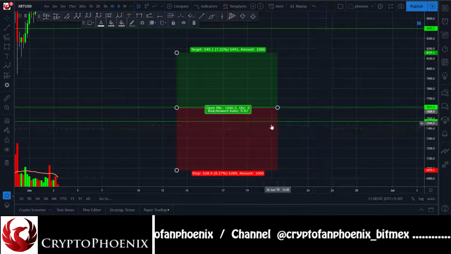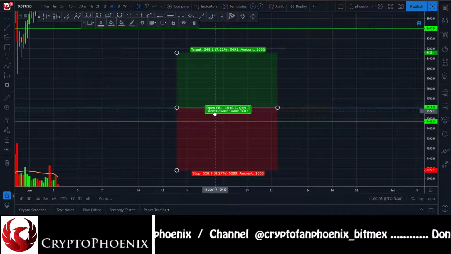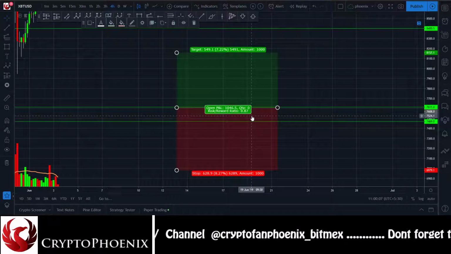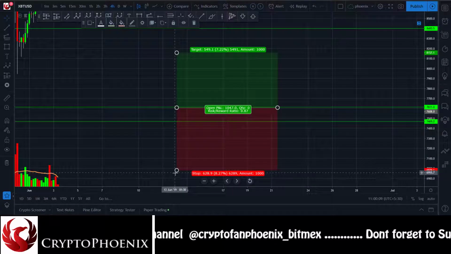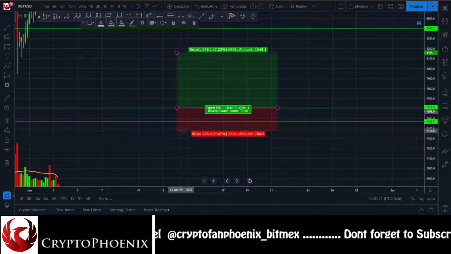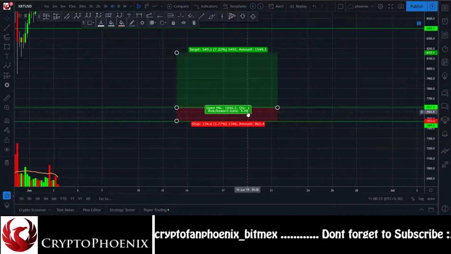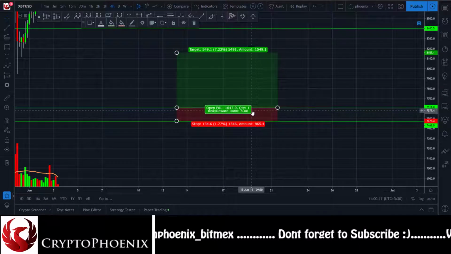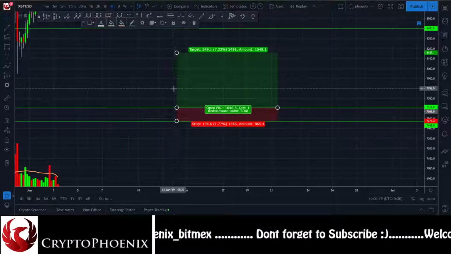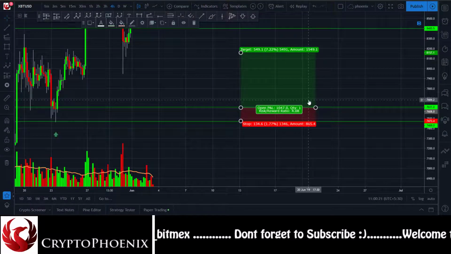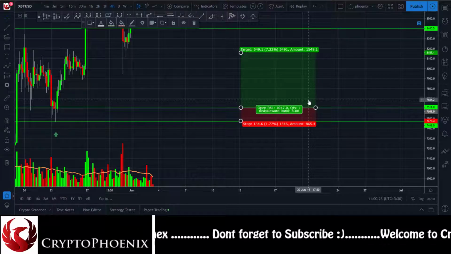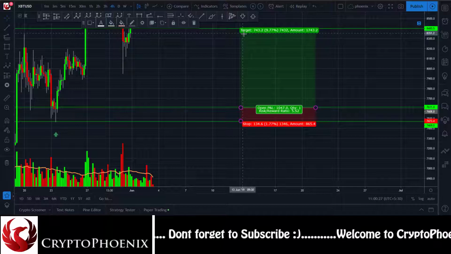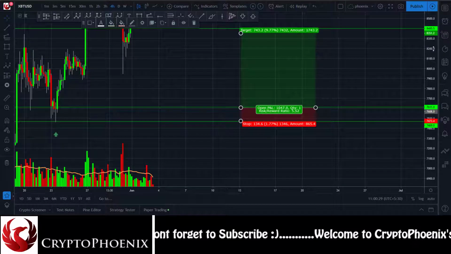And there is something called the risk to reward ratio. This shows how much risk there is to enter this trade versus how much reward you can get. So if this number is greater than or equal to 1, it's actually a good trading setup. And if less than 1, it's not recommended to take the trade.